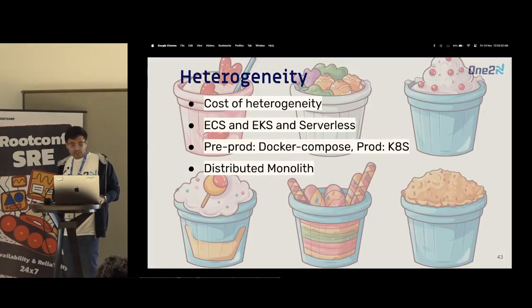Heterogeneity, like if you look at these buckets of ice cream, you run your ECS, EKS, and serverless. You probably don't really need it, if you want to, and you just run everything at one point of time. Maybe for your pre-prod you use Docker Compose, for your production you use Kubernetes. You said that I want to run a microservice, but every microservice is actually talking to the single database. So, you know, right? This is not really the heterogeneous pattern of it.